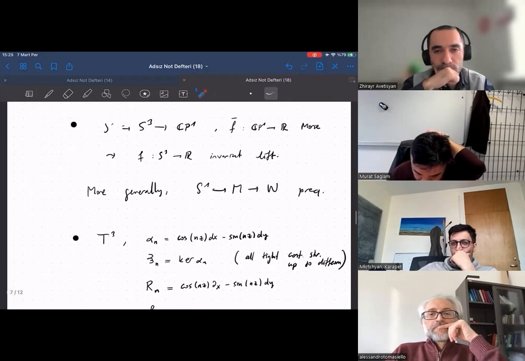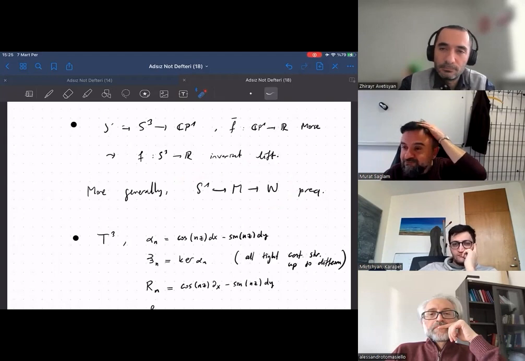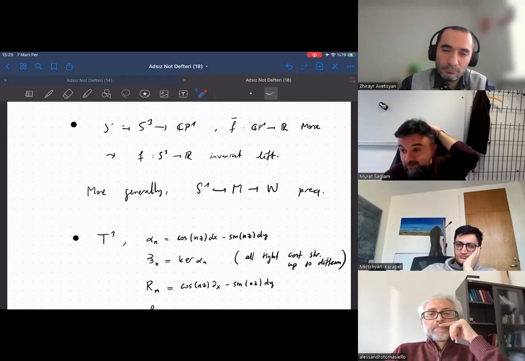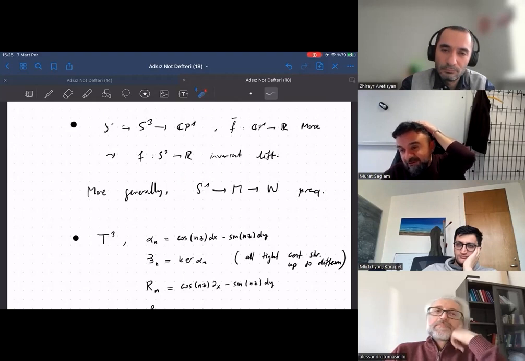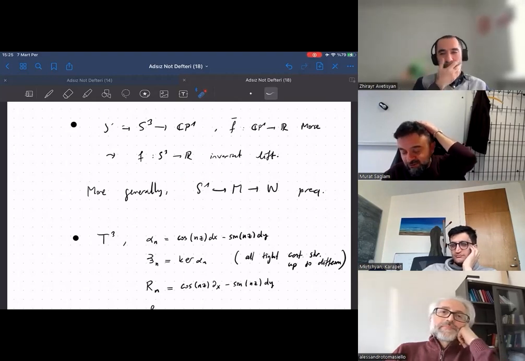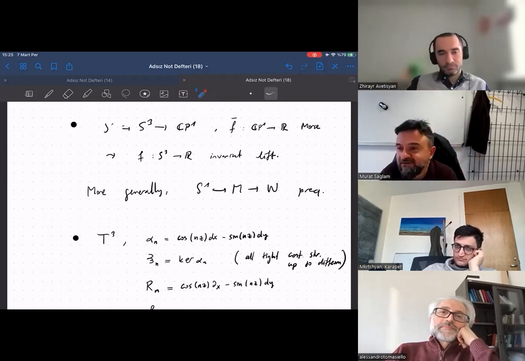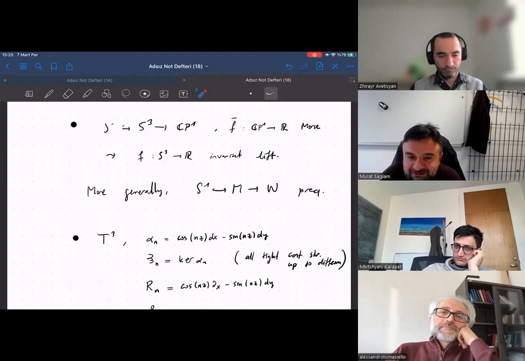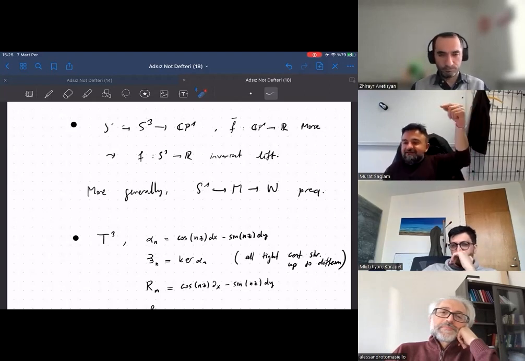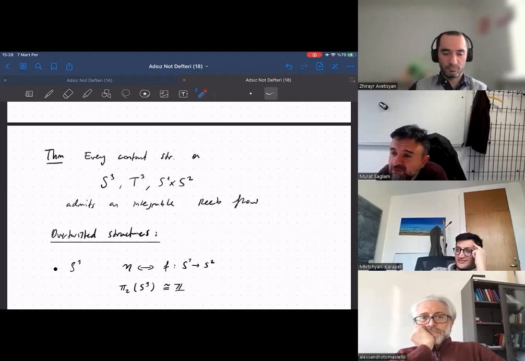Or basically more generally, this pre-quantization picture, whenever you have a total space of a principal circle bundle, where the base space is symplectic, and the curvature is the symplectic form, then you have your integrable situation. And this also contains all odd dimensional spheres and many other things. But then, of course, in higher dimensions, having one non-trivial integral is not enough. You should have, let's say, in dimension 5, two.